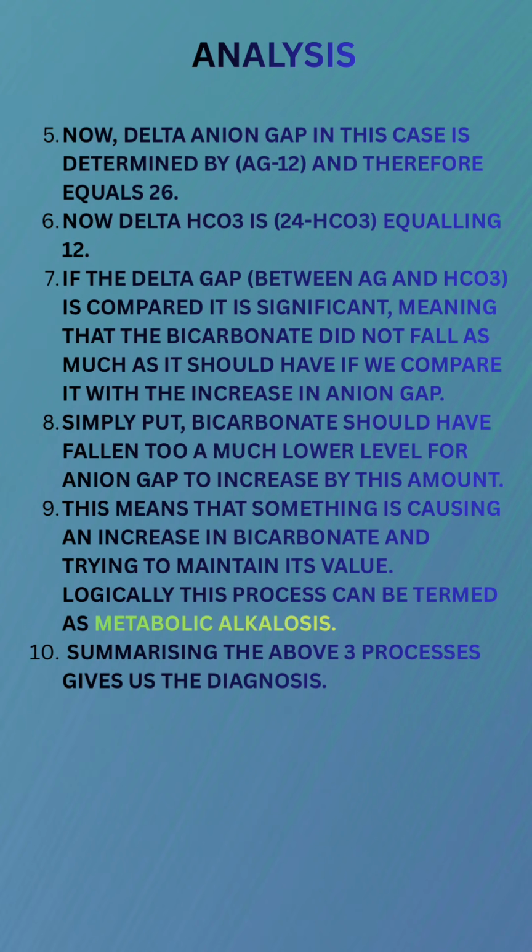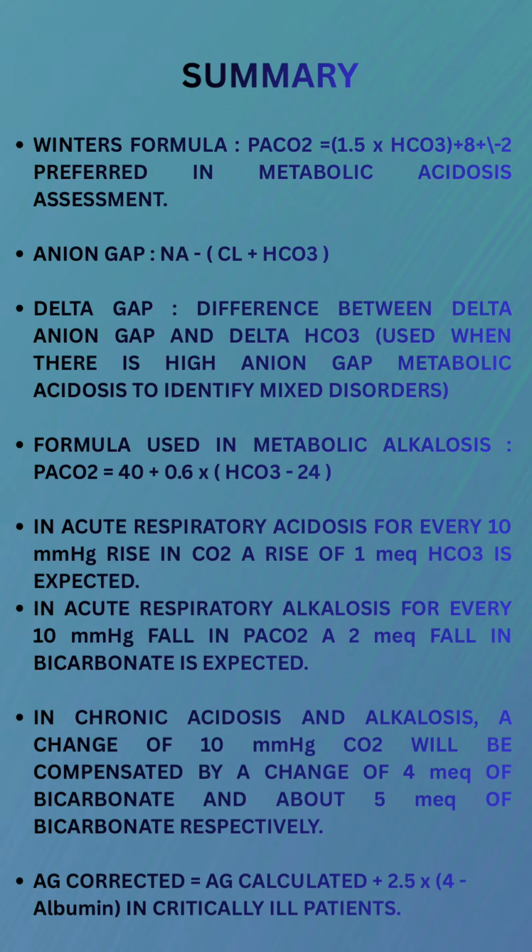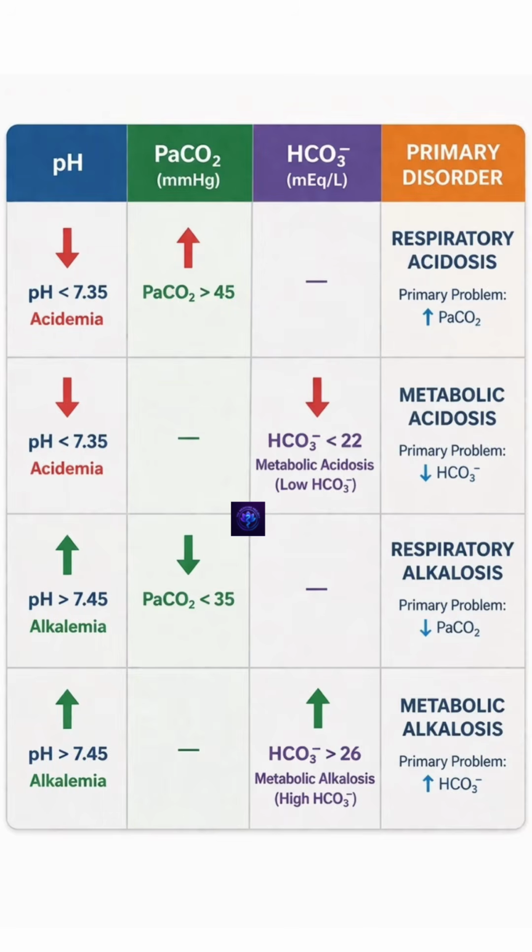Now let's summarize the whole thing. So in this slide, I have incorporated a cheat sheet for all the ABG disorders that can be asked. Further, I have also included the formula for corrected anion gap based on the albumin levels, which is important in critically ill patients. So this is a table to identify the primary driver. You can take a screenshot if you want.